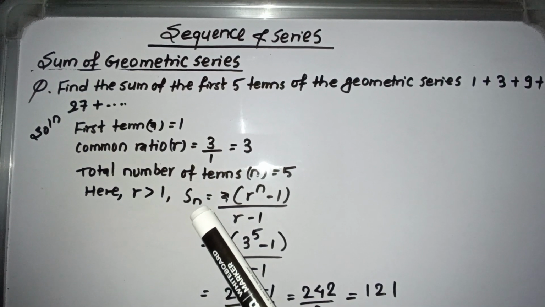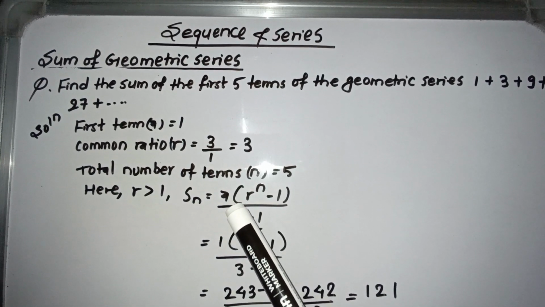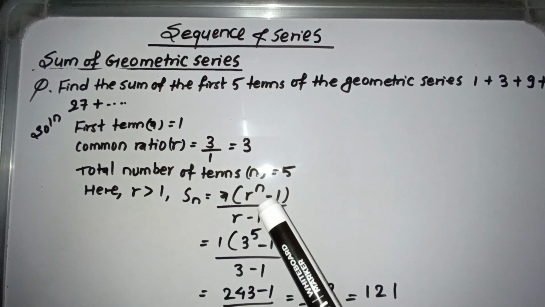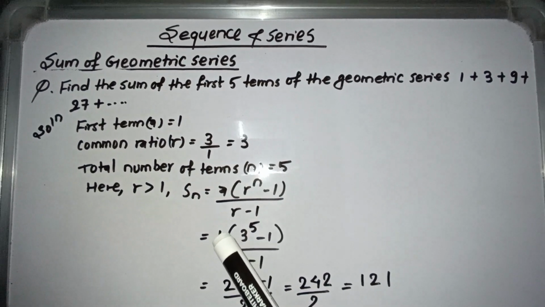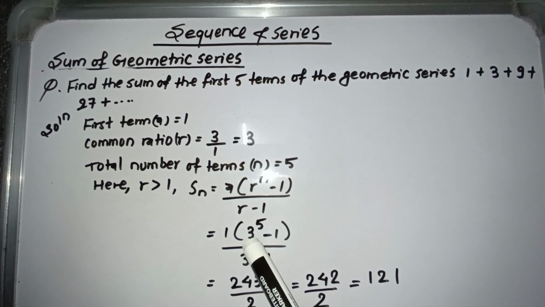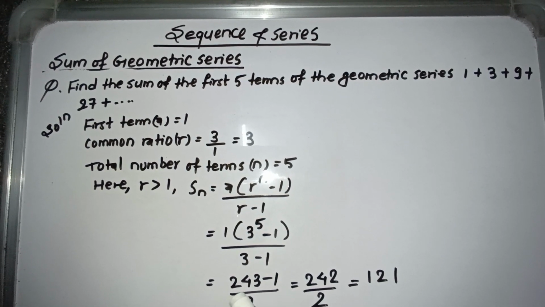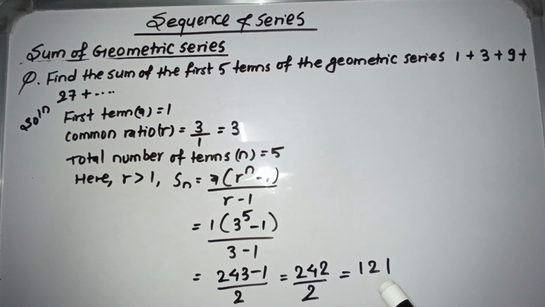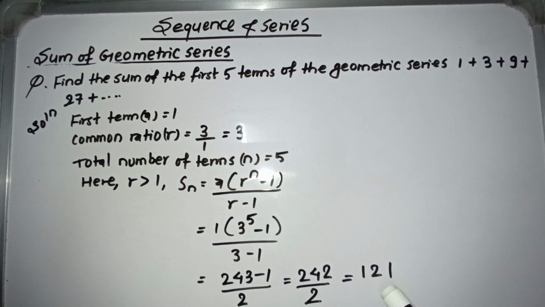Then we use this formula, the sum of the first n terms of a geometric series, Sn is equal to a, the first term, times (r^n - 1) divided by r - 1. Substitute all the given values, that is first term 1, common ratio 3, and (3^5 - 1) divided by 3 - 1. Then we calculate this and finally get 121 as the sum of the first 5 terms of this given geometric series.